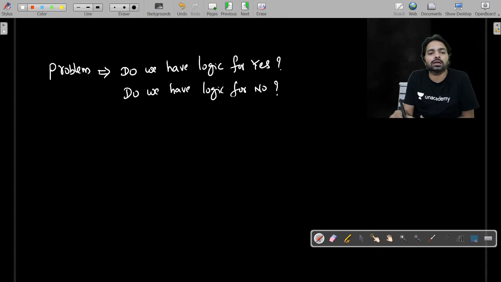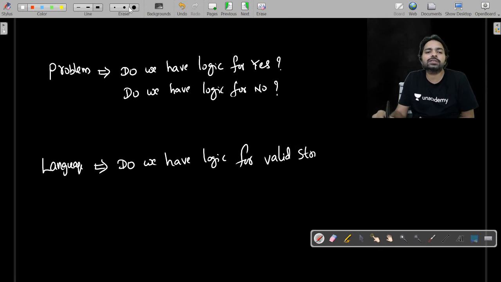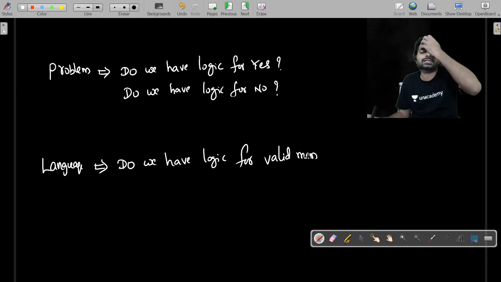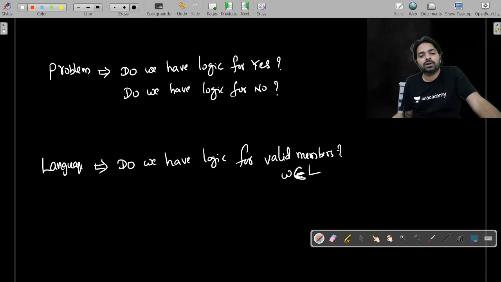I am going to talk about it slowly, not now. Don't worry about that. If it is a language, we are going to ask: do we have a logic for valid strings? What do you mean by valid strings? Instead of saying valid strings, you can say valid members. The member can be a string, a sequence of symbols that you have studied from the beginning, but it need not be. Valid members means W belongs to L. Don't assume W is a string; W can be a machine or an expression also. Another one: do we have a logic for invalid members too?